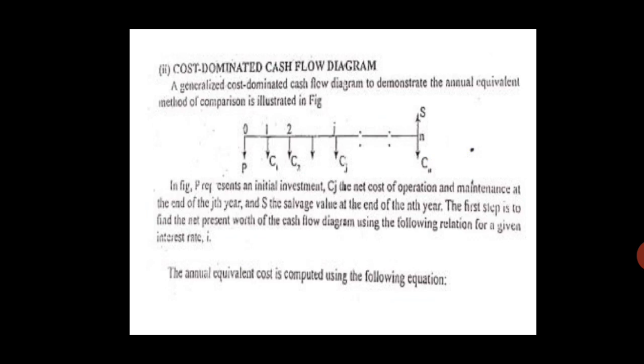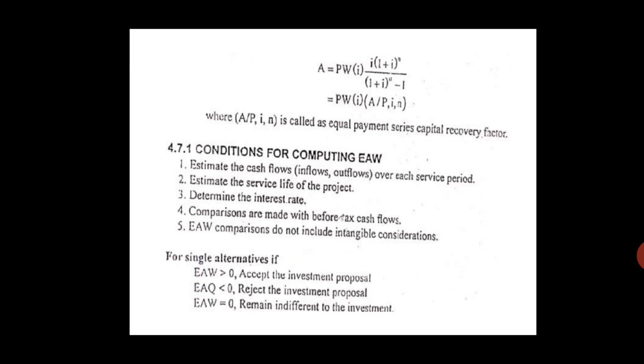So you will come to know what is the worth of the project annually for the life, say 10 years or 20 years, whatever life is there. So whatever worth is there, that should be positive and high. Again, let's see the conditions for computing this equivalent annual worth. First we should know the service life of the project N. Then you should also know the interest rate I. Then you should estimate the cash inflows and cash outflows for the service period. And then comparisons are made with before tax cash flows.